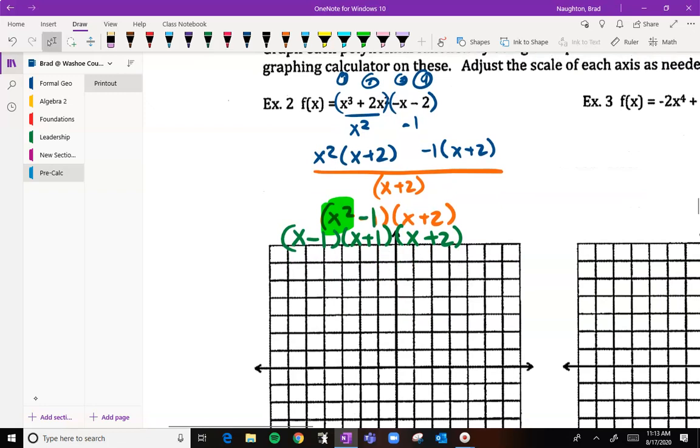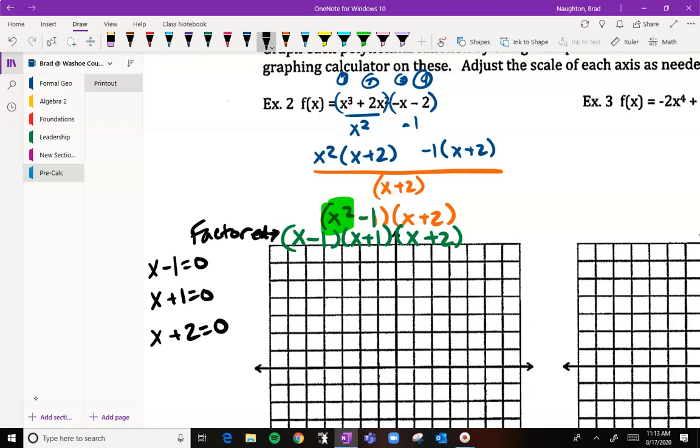But check this out. These are our factored form right here, which is wonderful. But you have to set them equal to 0 to find your zeros. So this is going to give me x equals 1, x equals -1, and x equals -2. So 1, -1, -2. Cool with that?